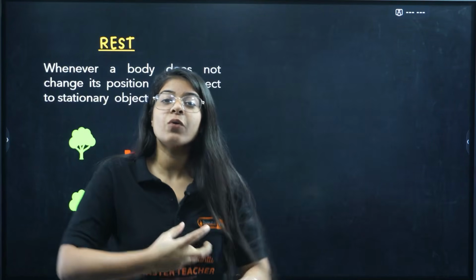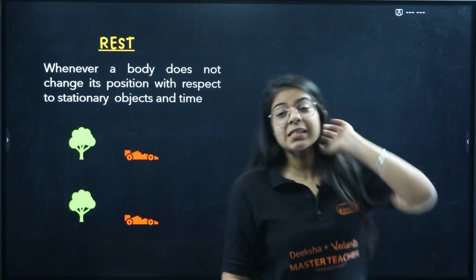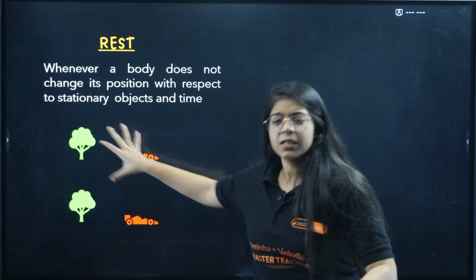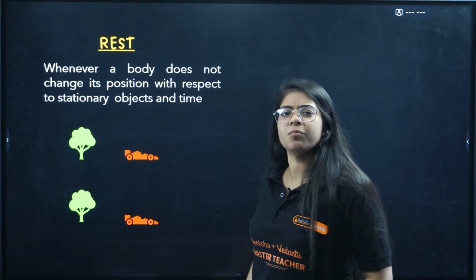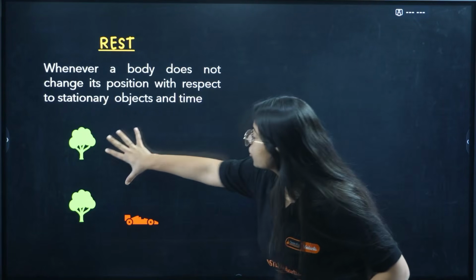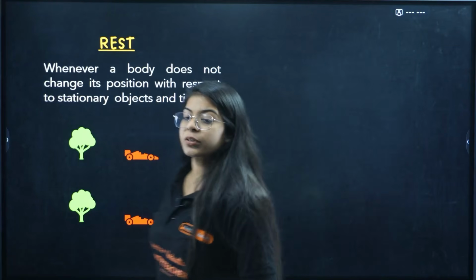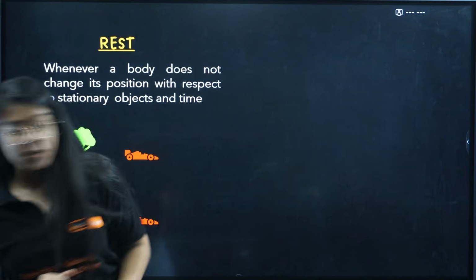Now, let's go into depth, how you have to write it. Let's say this is a tree. This is a super fast car that your dad bought you, or you bought yourself. Now, the position of this car does not change with respect to time. With respect to time is very important.